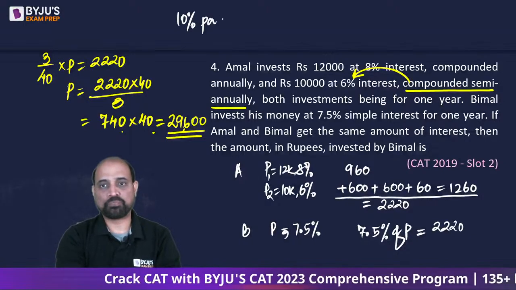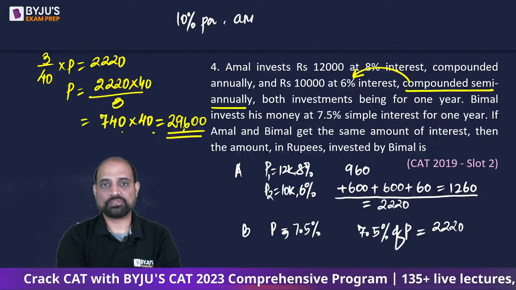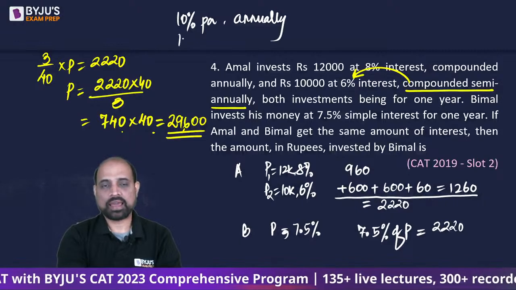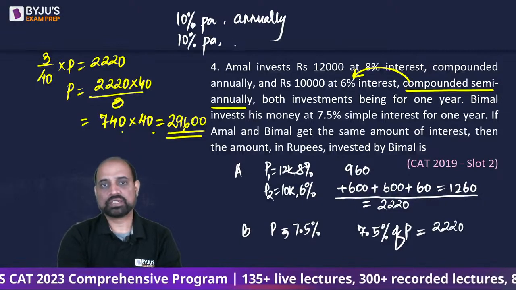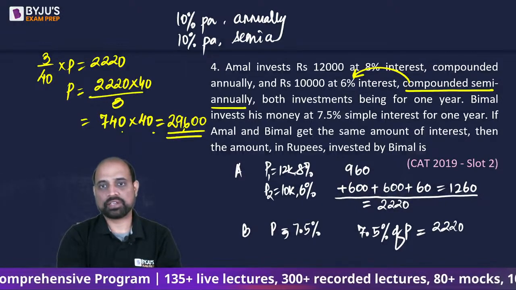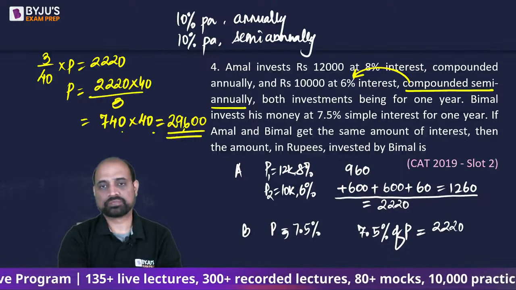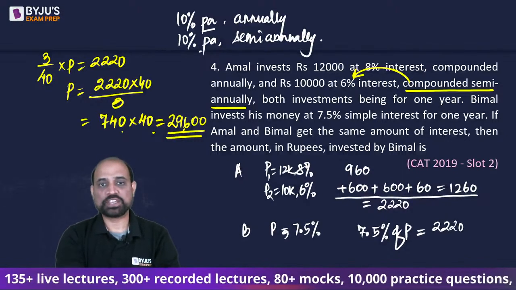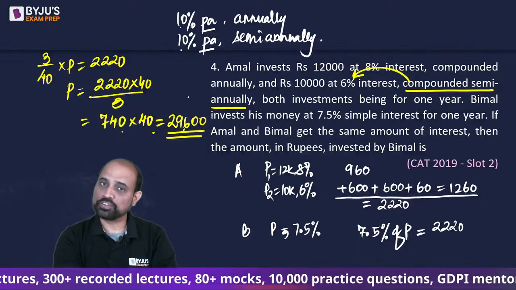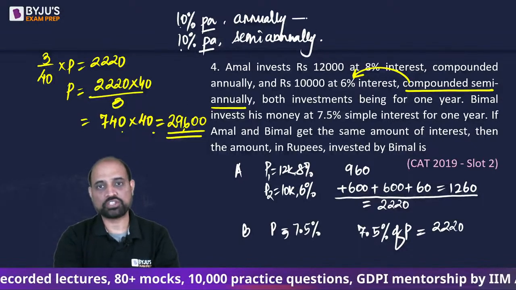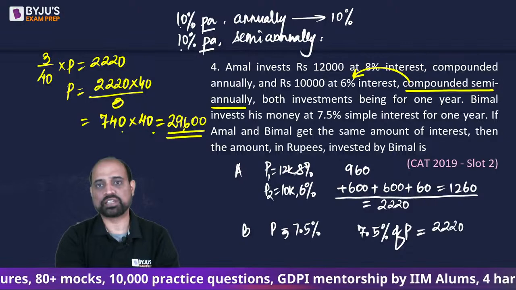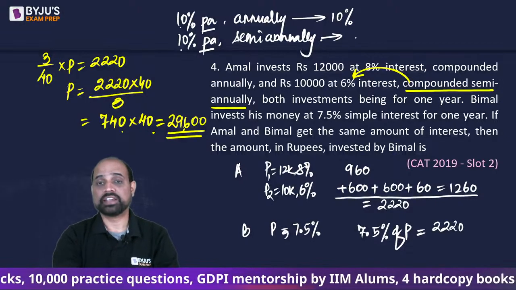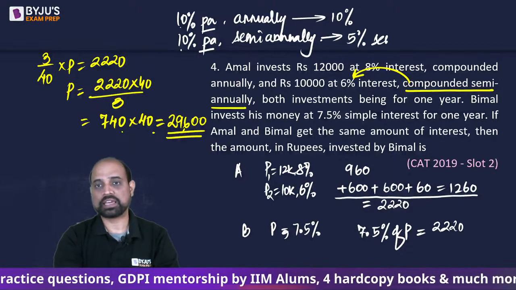10% per annum annually and 10% per annum semi-annually. So when they specify per annum, these are the rates of interest per annum. In the case of annually, it will remain as 10%. In the case of semi-annually, it will change to 5% semi-annually.